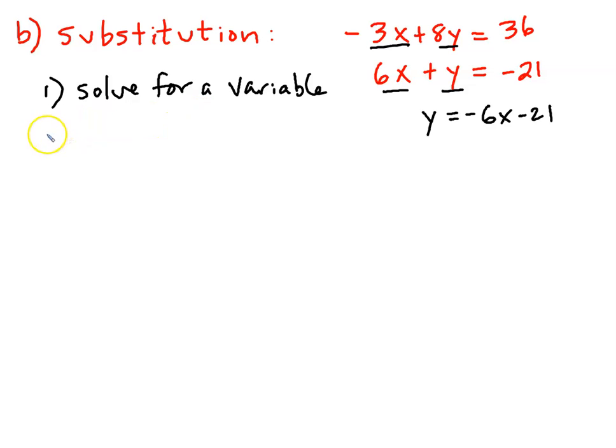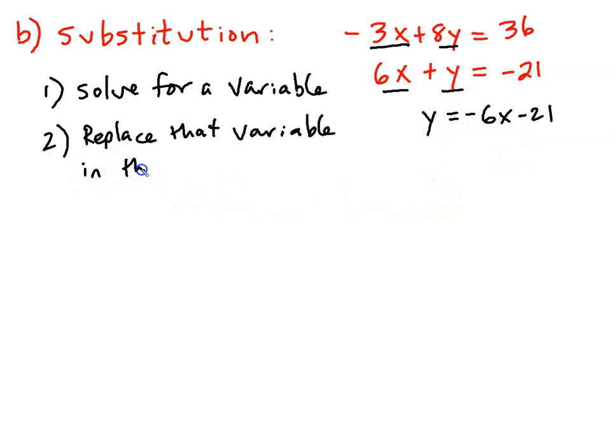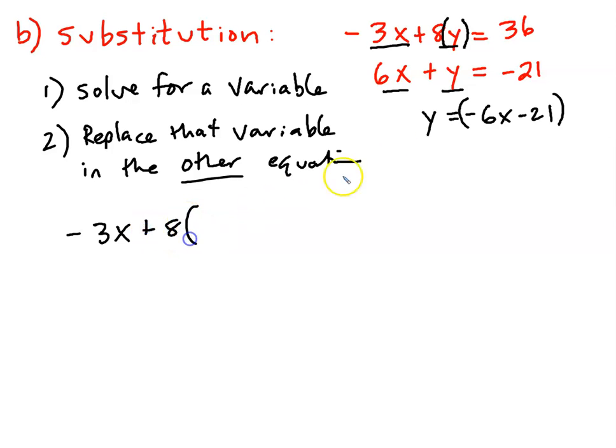So I've done solve for a variable. Now, part 2 of substitution is replace that variable in the other equation. Don't make the mistake that some people make and go ahead and turn it back in, replace it in the same equation. All right, so what I'm going to do here is take -6x minus 21, and since I solved for y on the bottom, I'm going to replace the y on the top. And it's going to look like this: -3x plus 8, and now I'm going to replace y with -6x minus 21.